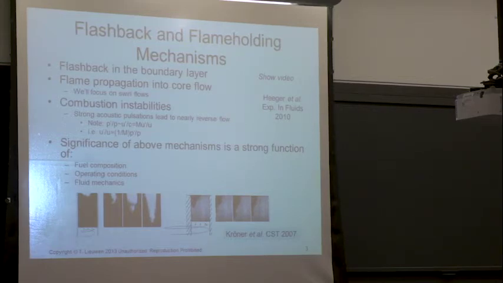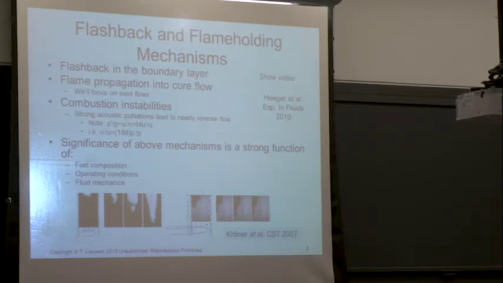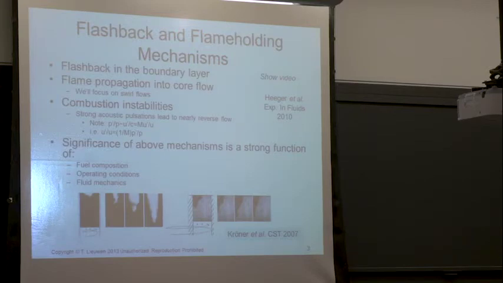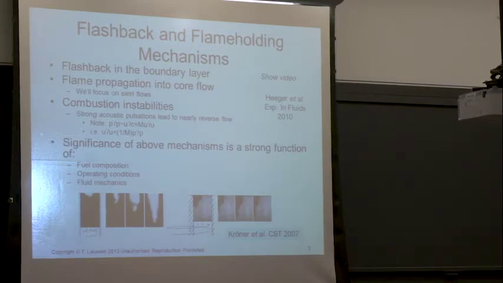You could potentially have flame propagation in the core flow. So in the high velocity core, the question would be, how could the flame propagate upstream even though the flow velocity is everywhere higher than the flame speed? And I'm going to show you a really interesting mechanism, that if you have swirl in the flow, there is a mechanism whereby the flame can propagate upstream.